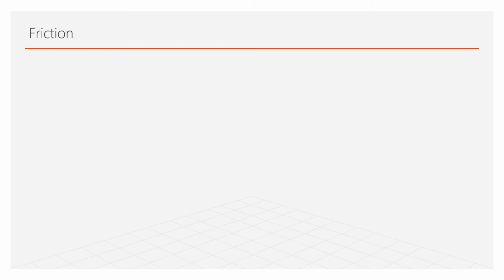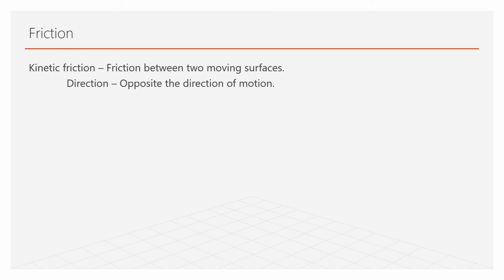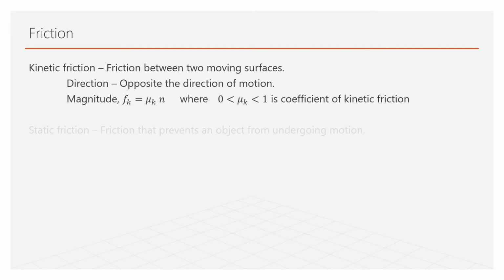Friction is a retarding force between two surfaces. There are two types of friction, kinetic friction and static friction. Kinetic friction is the friction between surfaces in motion. For example, an object that is dragged along the floor will have kinetic friction with the floor. The direction of the kinetic friction vector is opposite the velocity vector of the object. A simple model of friction is that its magnitude is proportional to the normal force.